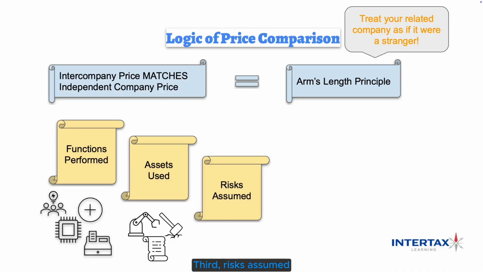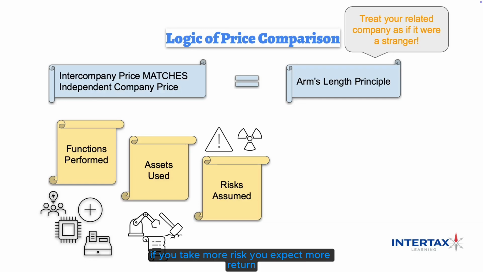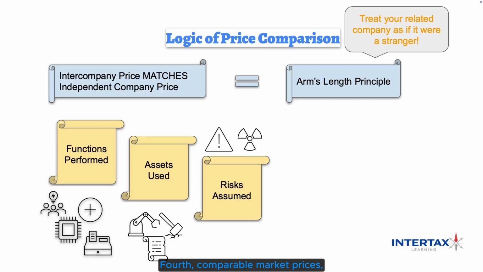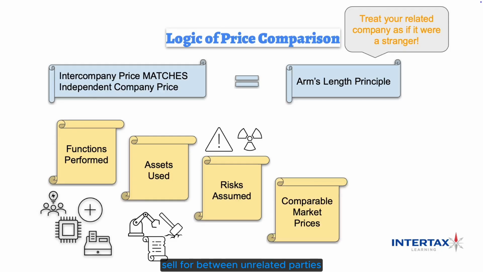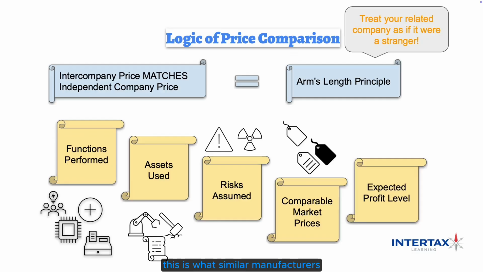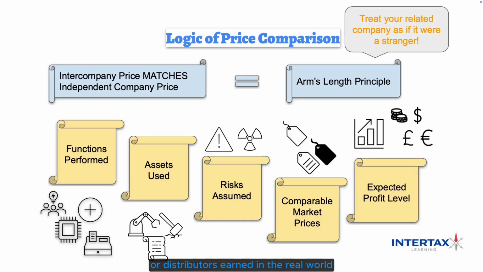Third, risks assumed: inventory risk, market risk, warranty risk. If you take more risk, you expect more return. Fourth, comparable market prices. This is what similar chips sell for between unrelated parties. Fifth, expected profit levels. This is what similar manufacturers or distributors earn in the real world. These factors help us say this price is reasonable, and here's why.